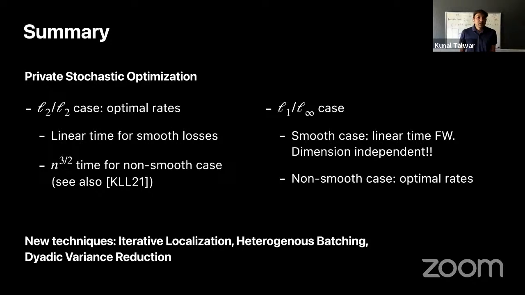So to summarize, we got the right rates for the L2 case as well as the L1 L infinity case. In both cases, for smooth losses, we can get linear time algorithms. In the non-smooth case, we can still get the optimal rate, not yet in linear time. And there's been some follow-up work on this recently. And in the process, we introduced some new techniques, iterative localization, this idea of using non-uniform batch sizes, as well as dyadic variance reduction, which I think will be more broadly useful. So I'll stop here and take any more questions.